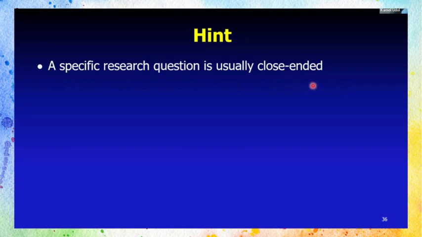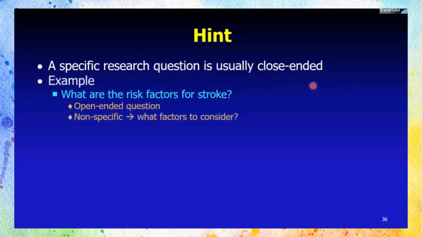A closed-ended question is a question that has only two possible answers, yes or no. An open-ended question is a question where the answer can be whatever, not just yes or no. Consider this question: what are the risk factors for stroke? It can be a research question, but it is an open-ended question because the answer can be anything.